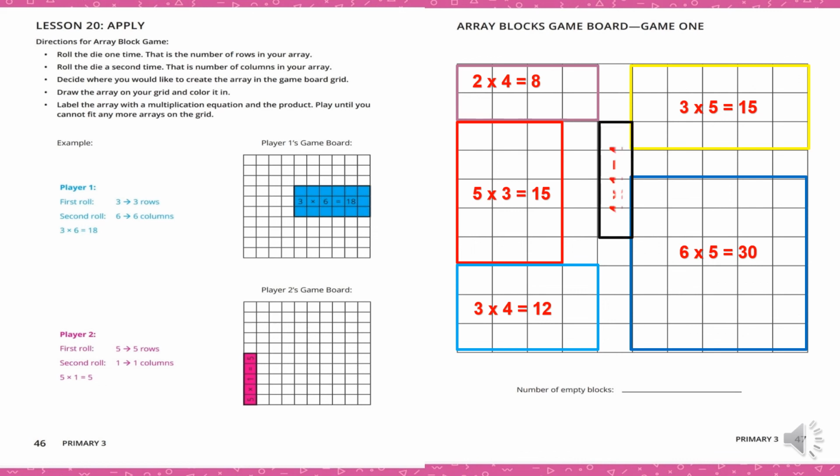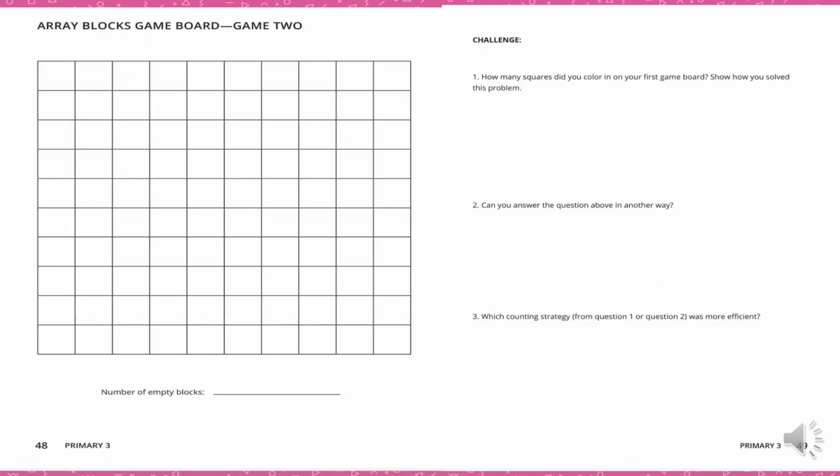And the last one, 1 times 4 or 4 times 1, 4 rows and 1 column. The number of empty blocks. The empty blocks here, we can count them. To find the total number will be 16.